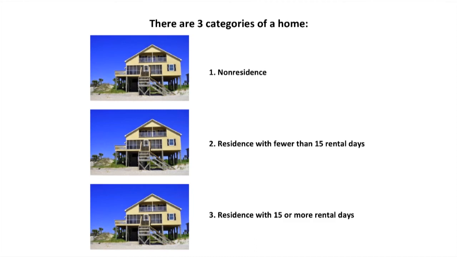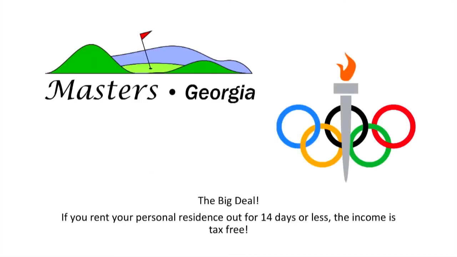Yeah, that's really nice, isn't it? When would that become a big advantage for you to take advantage of? Well, the Masters. It could also be because of other items, such as maybe the Olympics are coming to your hometown. Anything like that, that income less than 14 days, you can exclude it.